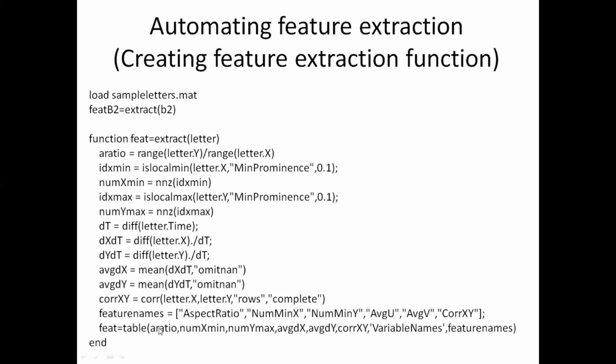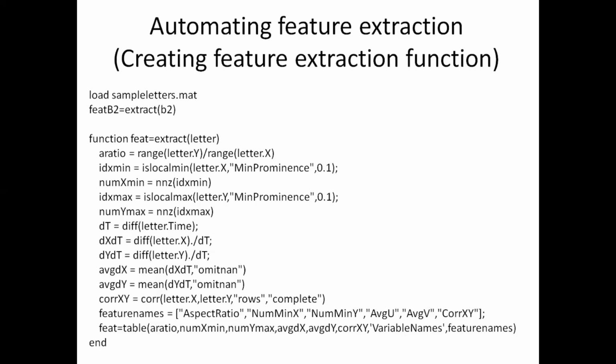So the same code that we have written already is part of this particular function. Whenever this extract function is called, it will take the input data and calculate all the features, and it will return the features that we can use for further classification. So this is how you can write a feature extraction function.